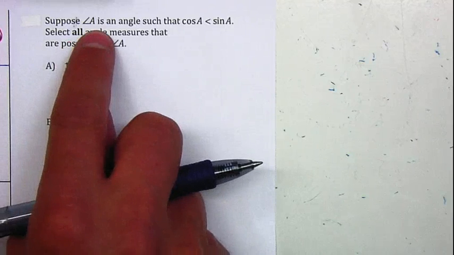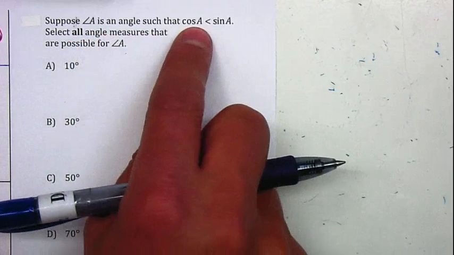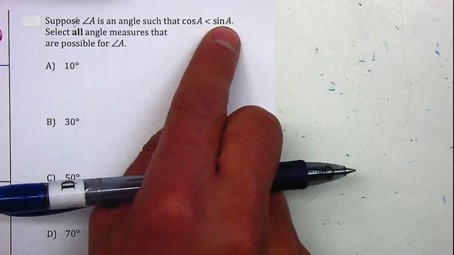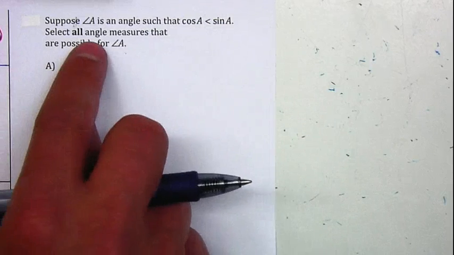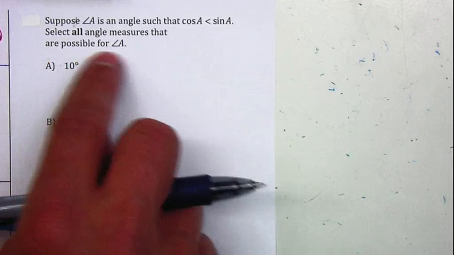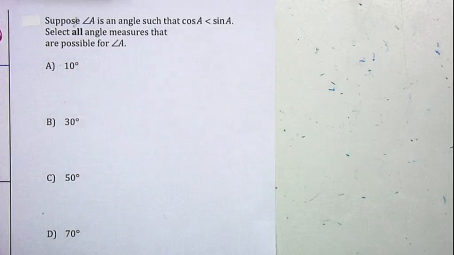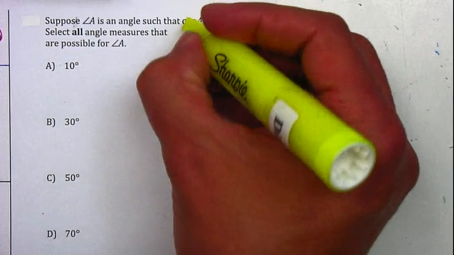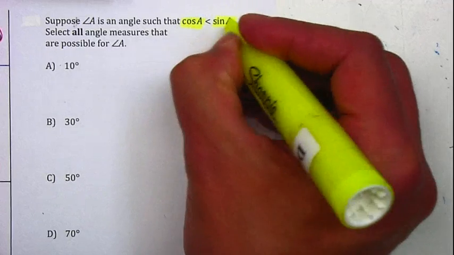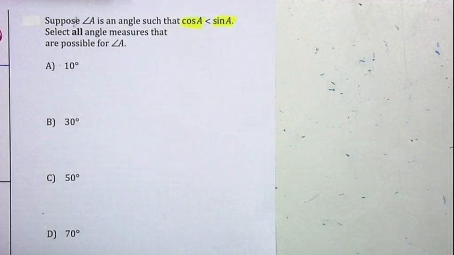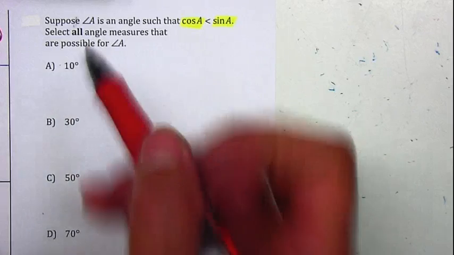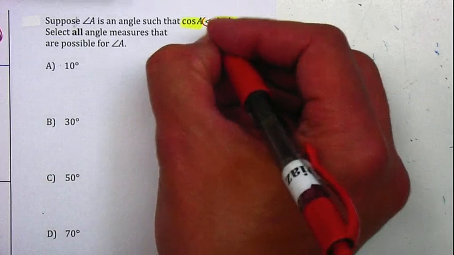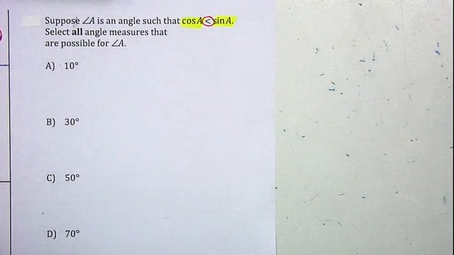Suppose angle A is an angle such that the cosine of A is less than the sine of A. Select all the angle measures that are possible for angle A. So you are comparing the cosine value with the sine value of the same angle, and you're trying to decide for which of them the cosine value is less than the sine value.